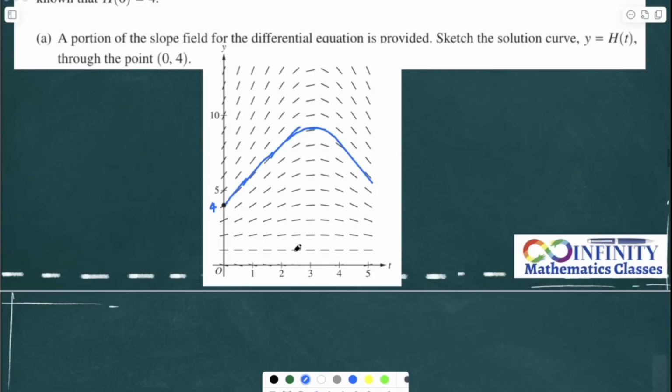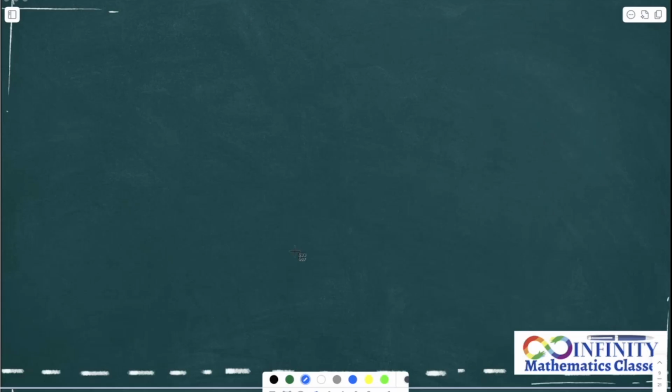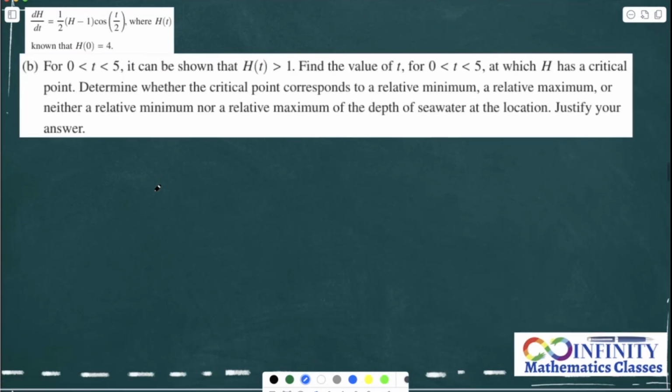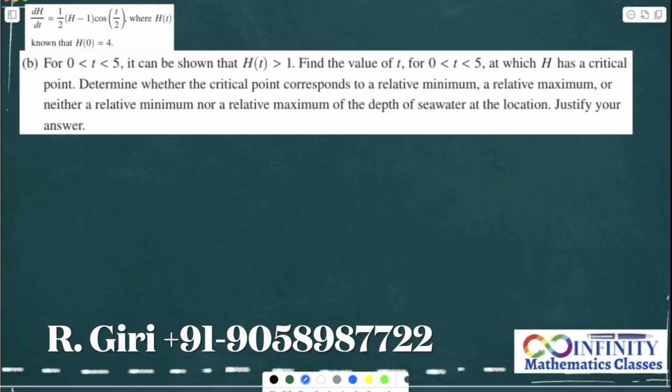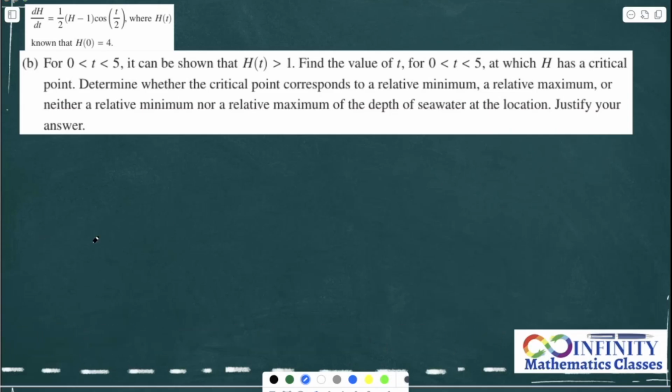Let us just try to find the B part. For time t from 0 to 5, it can be shown that h(t) is bigger than 1. Find the value of t for 0 to 5 at which h has a critical point. Determine whether the critical point corresponds to a relative maxima or relative minima. Basically we need to find the critical point, and the critical points can be obtained if you put the derivative equal to 0.